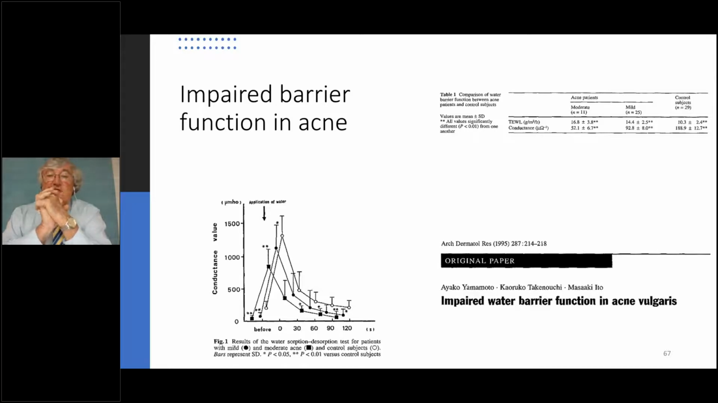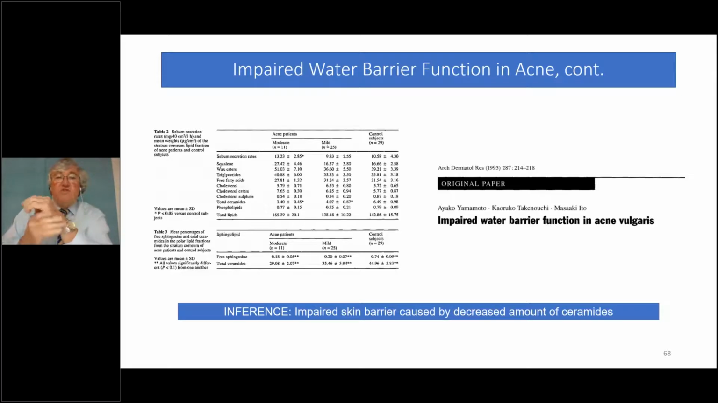Now, you have to go back to 1995. A lot of people haven't been going over and doing studies on this, but this was well shown in Archives of Dermatology back in 1995. And the answer is yes, there is an impaired barrier function in acne. And this is in acne by itself. These were people that were not being treated with any benzoyl peroxides, retinoids, or anything else. They were able to show that there's certainly an impaired water barrier dysfunction. And obviously that means that there are barrier repair function abnormalities going on here. And again, this is showing further that impaired skin barrier is caused by a decreased amount of ceramides, and that was found in that particular paper by Yamamoto, published in 1995.